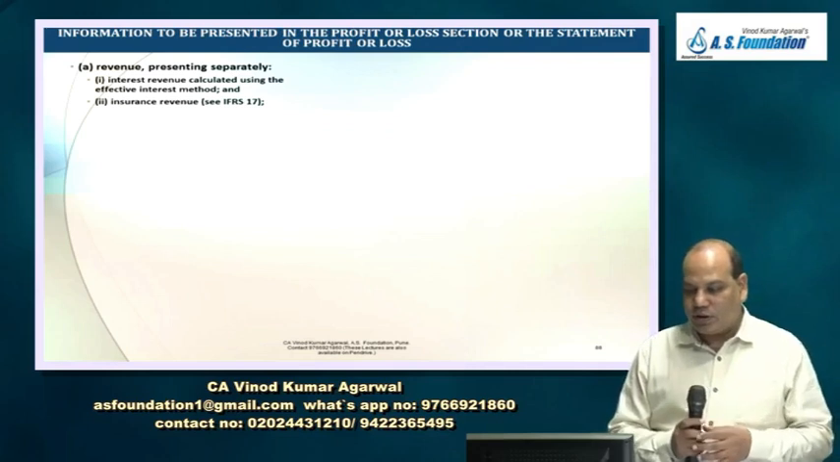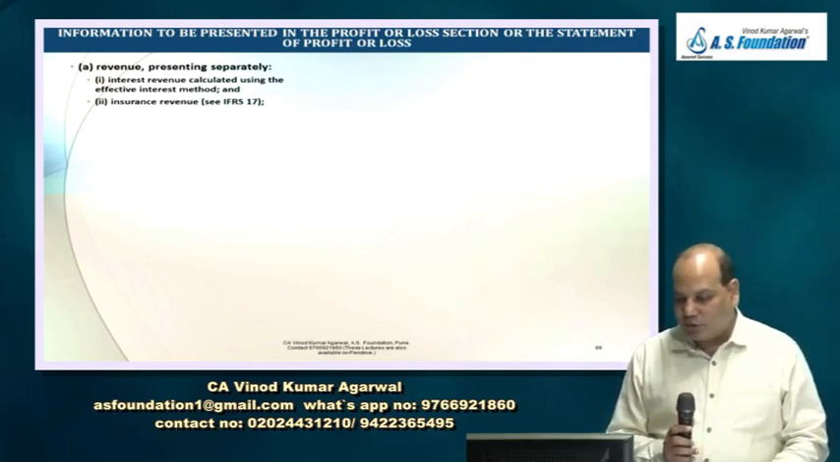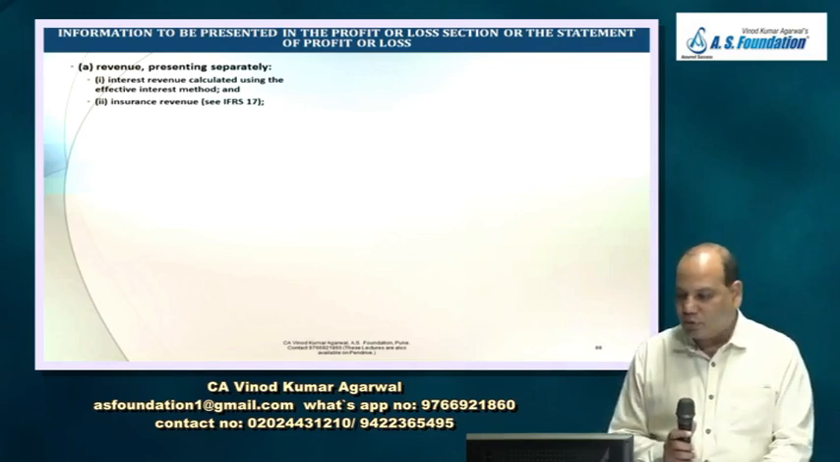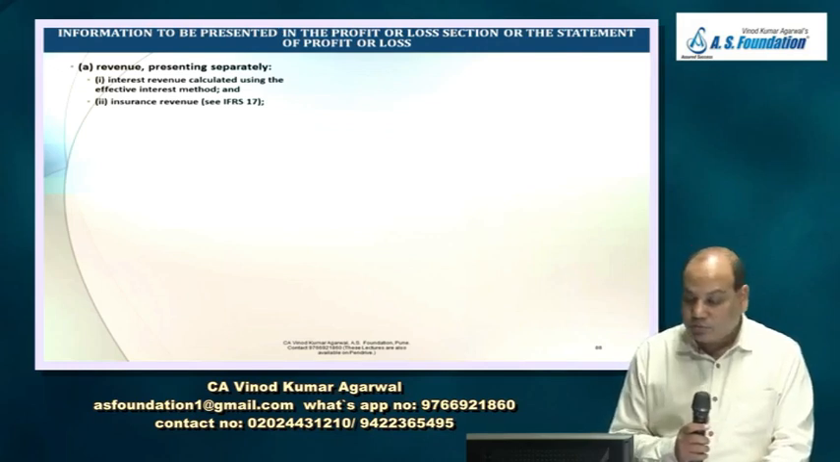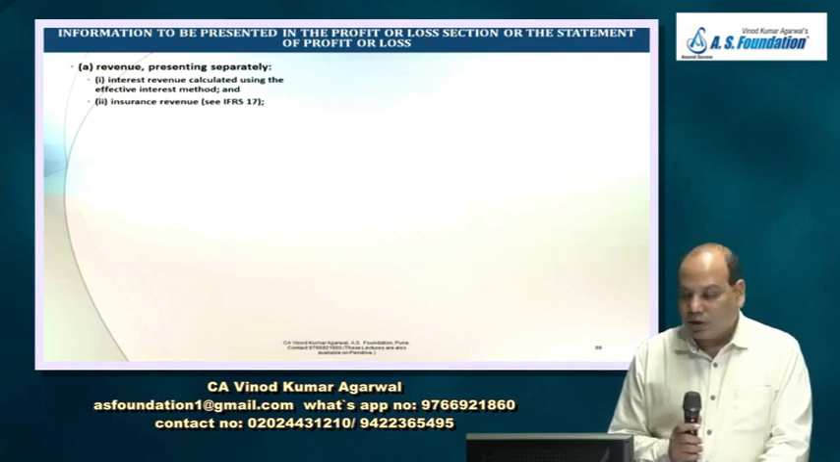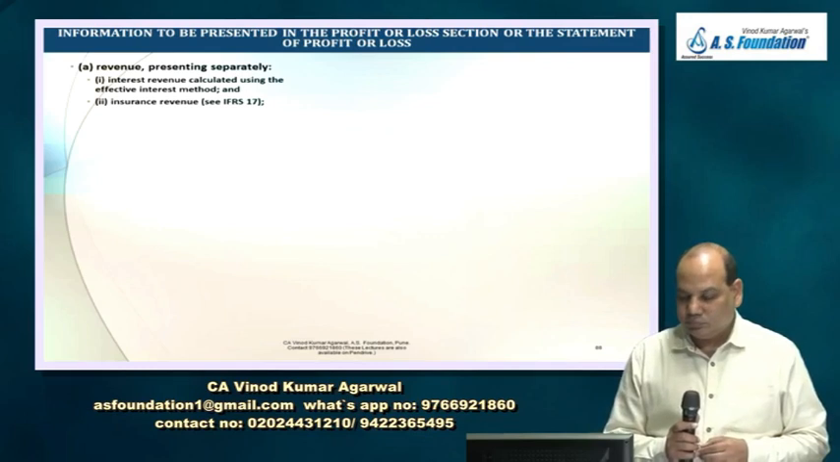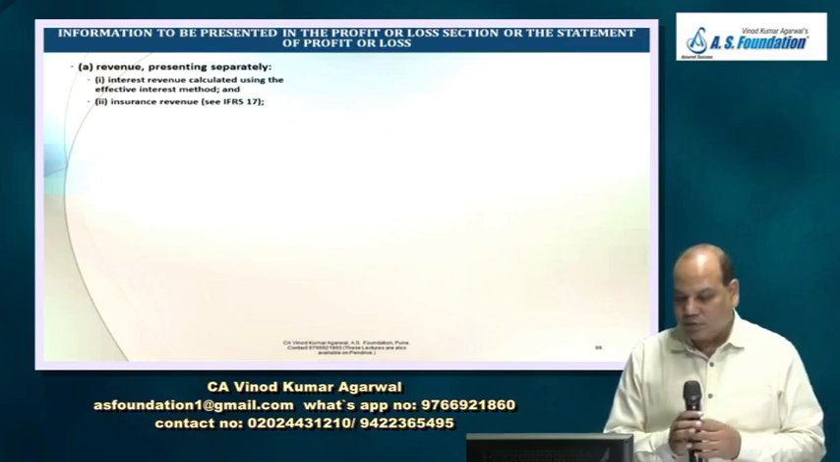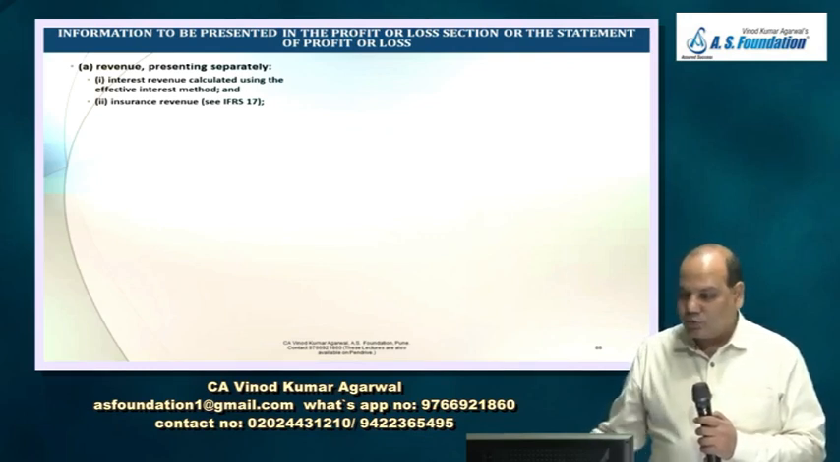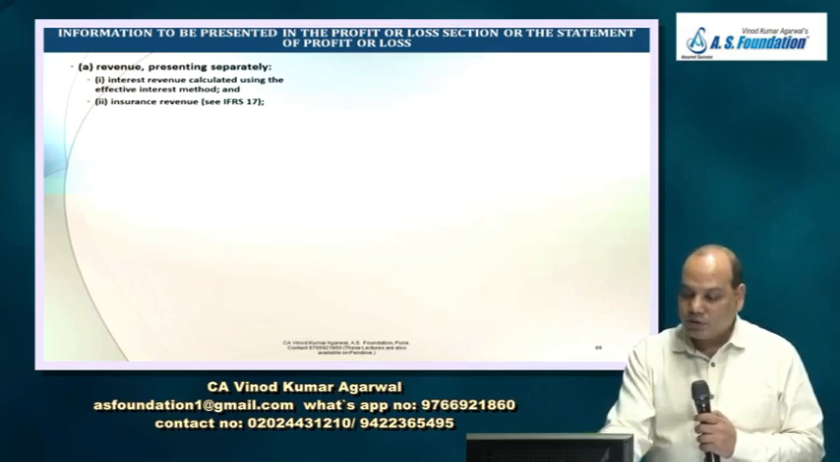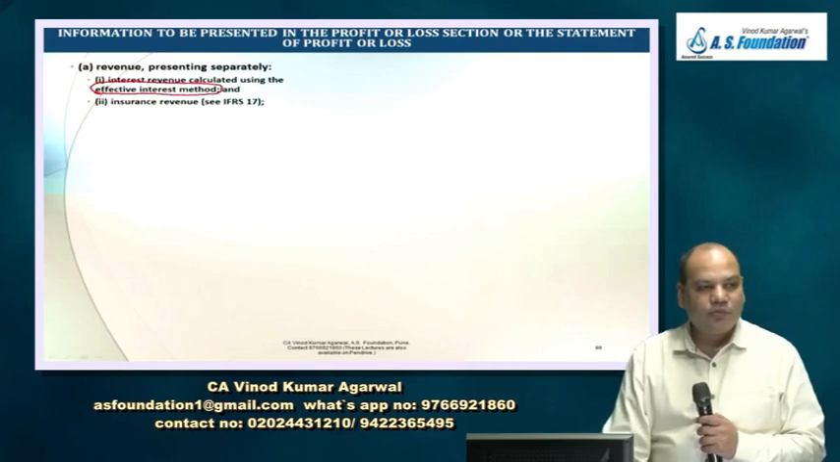So first is revenue. The profit or loss section will begin with revenue, presenting separately interest revenue calculated using the effective interest method. If there is an interest, it will be calculated using which method? Effective interest rate. In IFRS 9 you will learn it is basically the internal rate of return method.